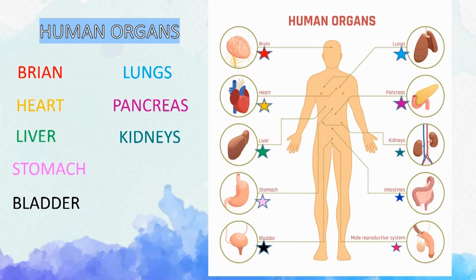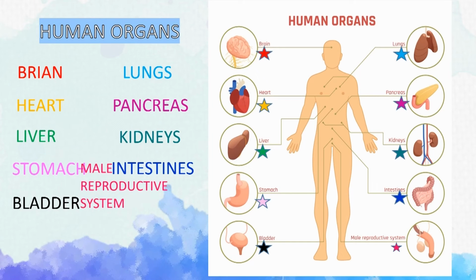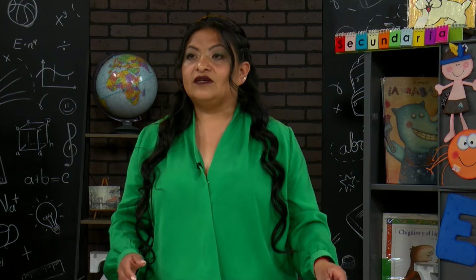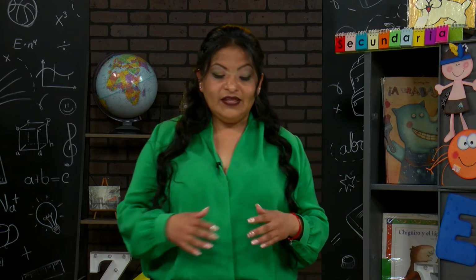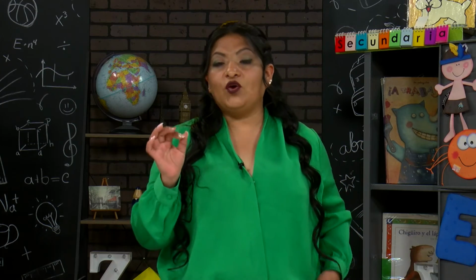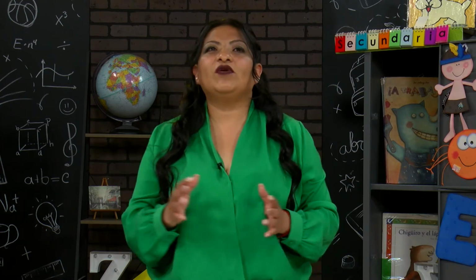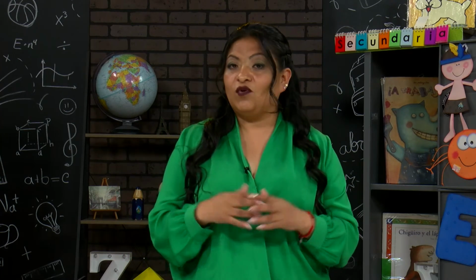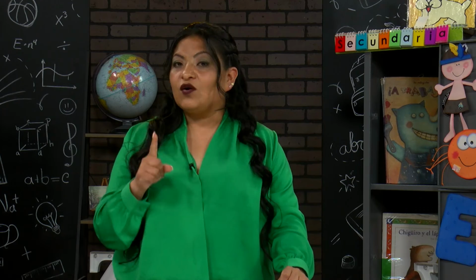Kidneys, right? Do you remember, kidneys are the most important if you don't drink water. Small intestines, right? And the last is the male reproductive system. These are the most important human organs, right? So in this case, we're going to learn about the function of the human body. What happens with the human body when it functions correctly is fabulous, because we have good health.